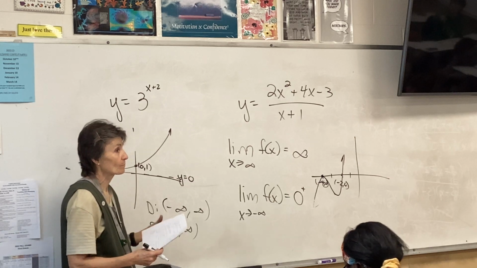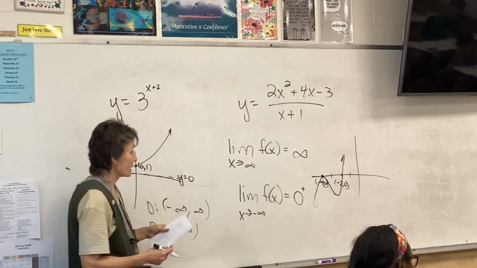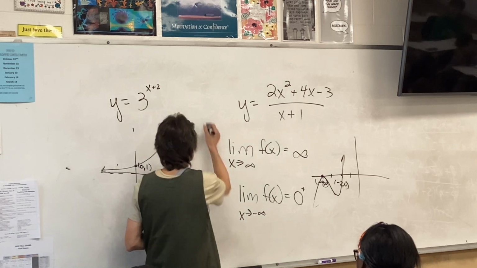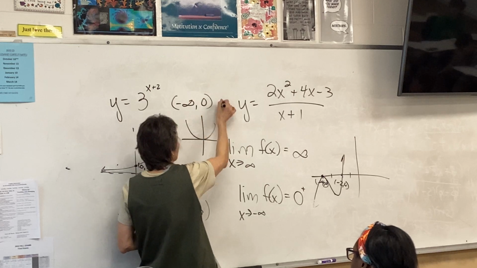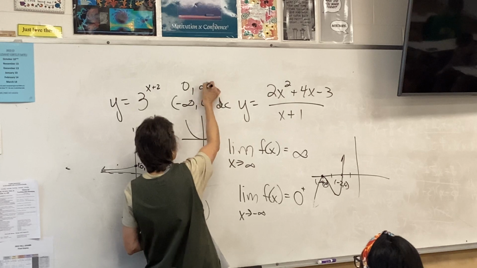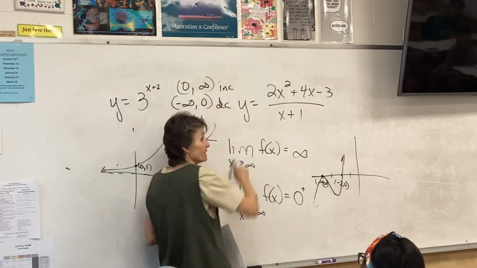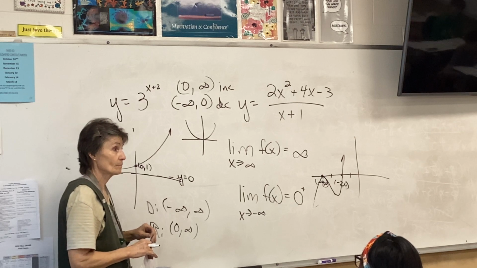If we have a parabola, you say it's increasing from a certain point. From negative infinity to 0, it's decreasing, right? And from 0 to infinity, it is increasing. And then it adds extrema.